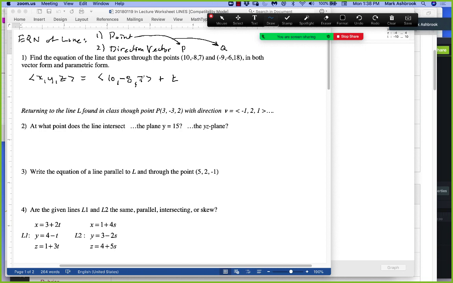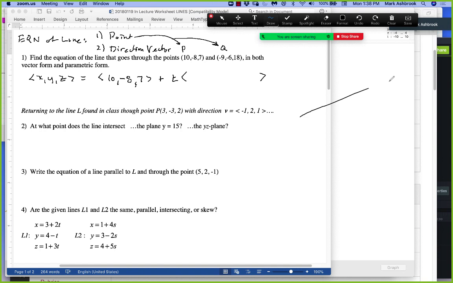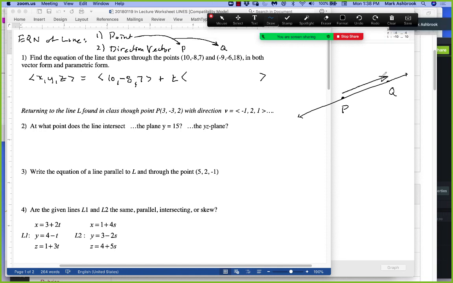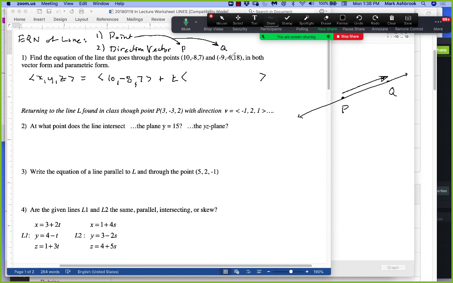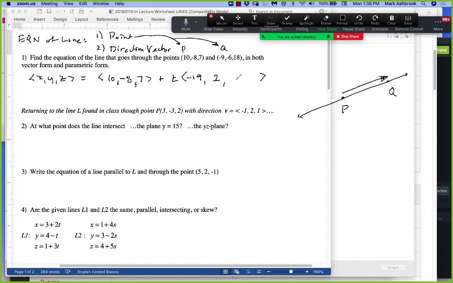A vector. So how am I going to get a direction vector, a vector parallel to this line? If points P and Q are on the line, find the direction vector between P and Q. Yeah, find vector PQ, right? You should imagine that PQ is going to be parallel to that line. So what is PQ? We do final minus initial, so I get -19, 2, and 11. Check my math.